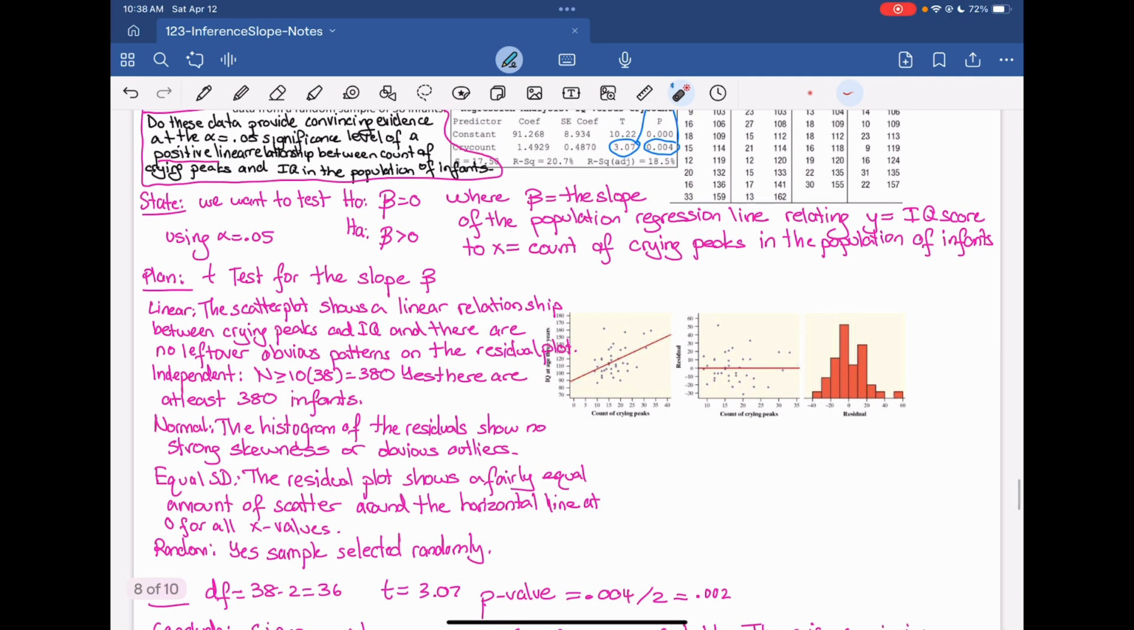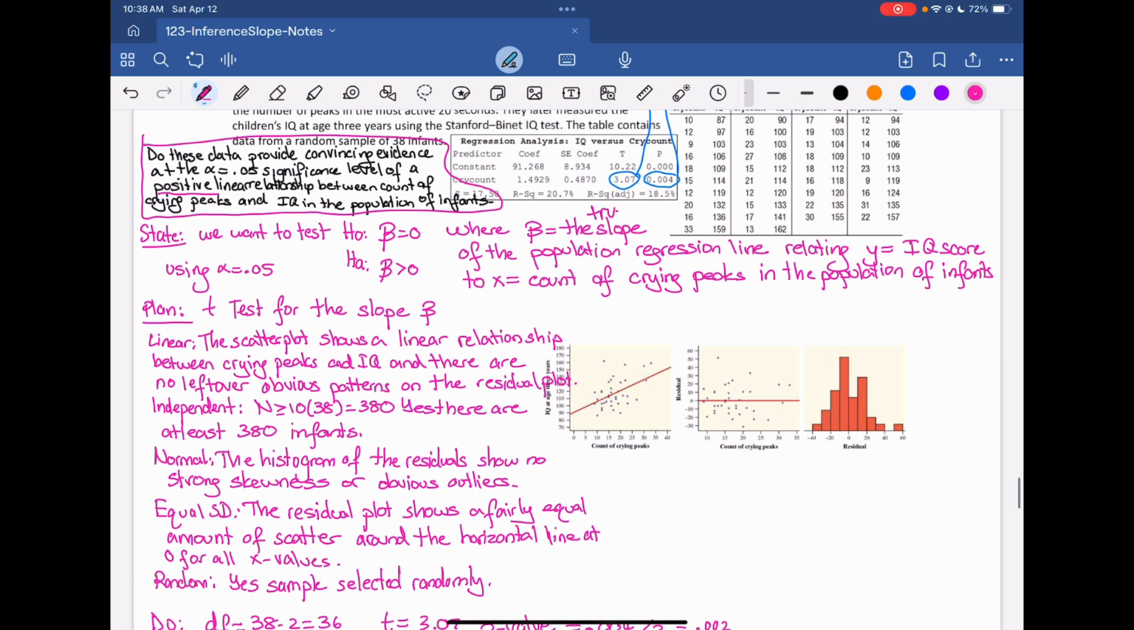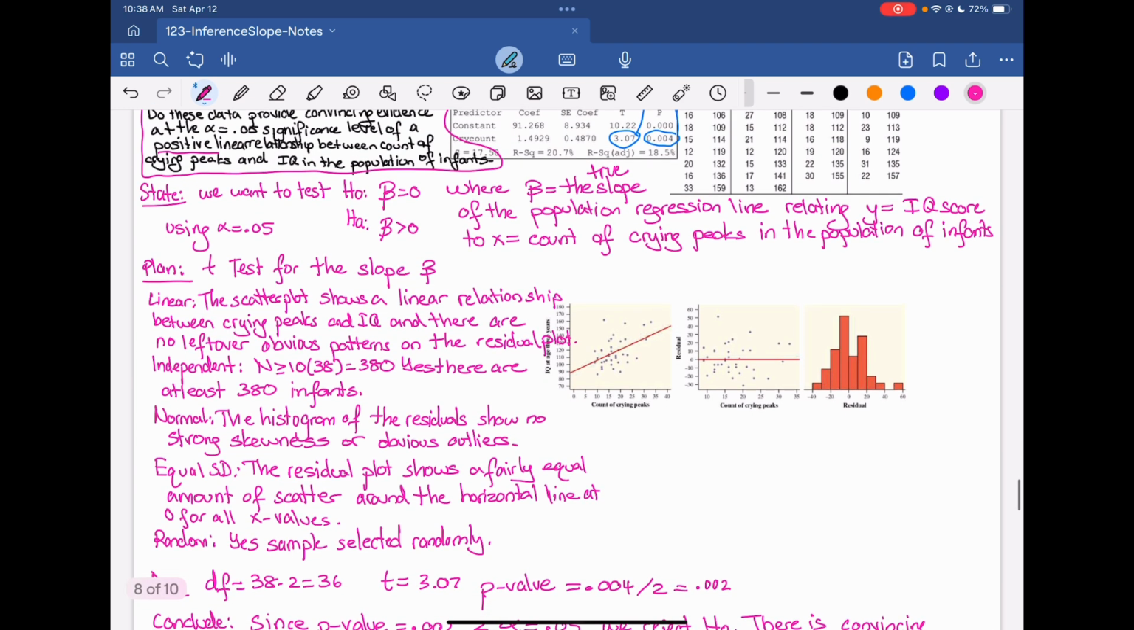Okay, so let's just start first, and when we get to the point where we have to make a decision whether we're typing numbers in or not, then we'll cross that bridge. So state: we want to test the null hypothesis that the slope is 0, so no relationship between the two, whereas the alternative is that there is a positive relationship. If there's a positive relationship, then the correlation is positive, which means the slope is positive, so greater than 0. Where b is the true slope of the population regression line relating y equals IQ scores to x, the count of crying peaks in the population of infants.